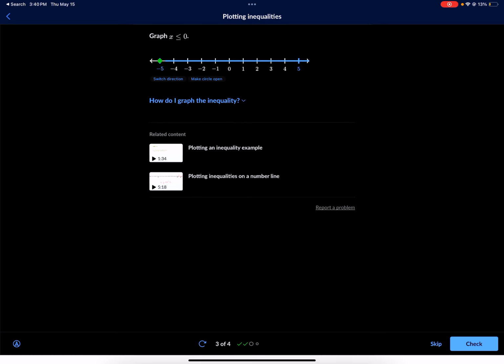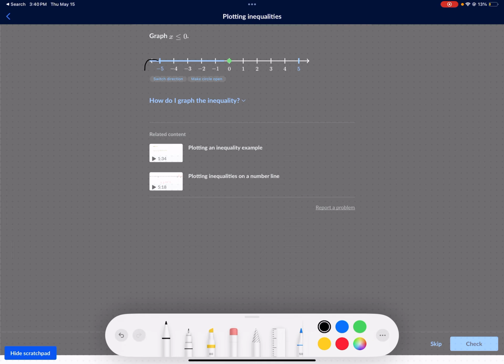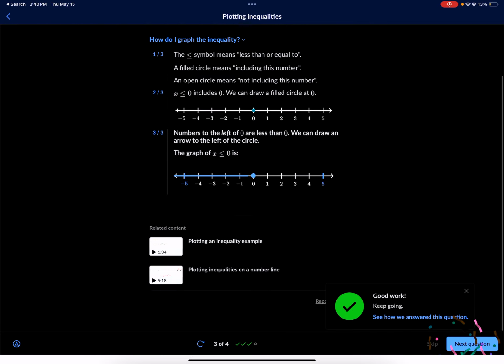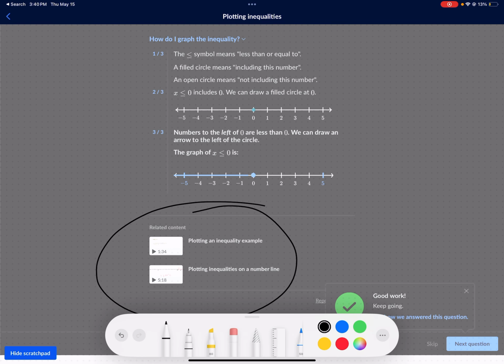Okay, graph x is less than or equal to 0. So, less than or equal to, we're going to want to switch direction since it's going backwards. Because, again, we want arrow, arrow, arrow, arrow. We want the same direction. So this is our answer. If you got that right, good job. If you didn't, here's the videos, and happy studying.